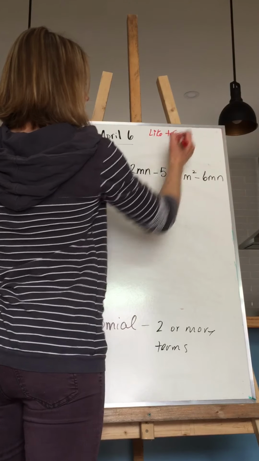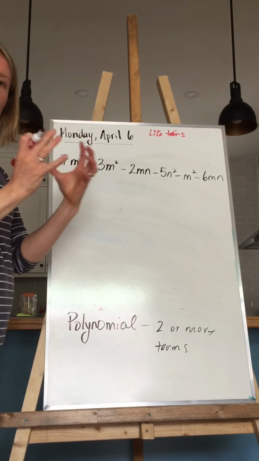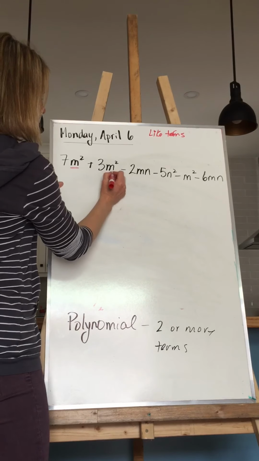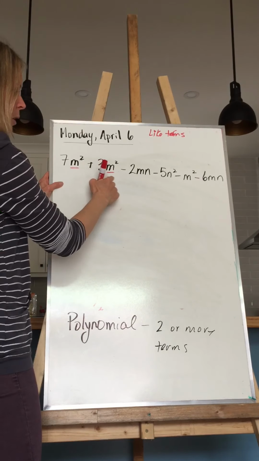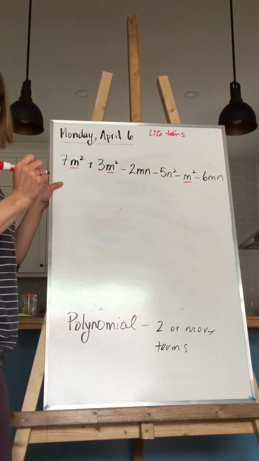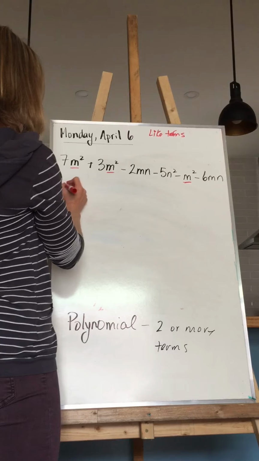Okay, that's like terms, so the ones that get grouped together. Here we have an m squared. Those are going to be in the same group. I'm going to check through. This is another m squared, so all those are in the same group. So I'm going to put them side by side.